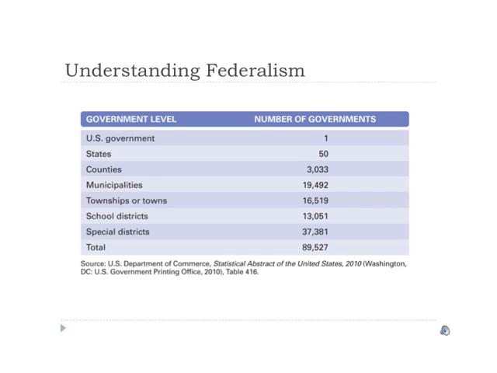There are 89,527 different units of government in the United States as of 2010. That can be an advantage or a disadvantage. We'll look at that in a later lecture. But keep this in mind as you move on.